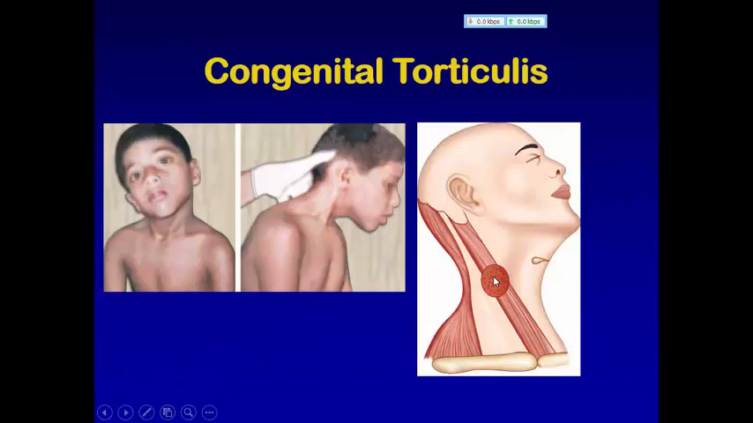In this picture, if there is interruption of blood supply of the central portion, there will be infarction here. The infarcted portion becomes swollen. The mother always comes carrying the baby and says, feel here, there is a swelling. The infarcted portion becomes swollen, hence the name sternocleidomastoid tumor or sternomastoid tumor.